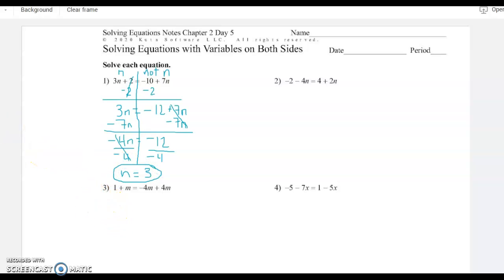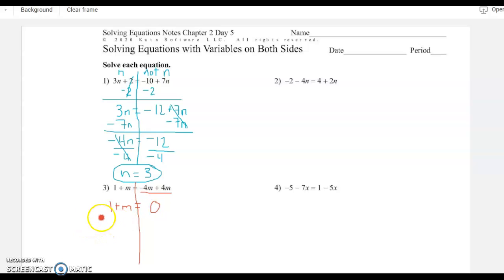All right, let's go down here and look at number 3. So again, I can see what's happening. Here we go, equal sign divided in half. I've got m's on the left and m's on the right, so this is going to be variables on both sides. Something a little different on this one. I look on the left. Is there anything I can do to simplify 1 plus m? Nope. On the right, however, I have like terms that I could go ahead and put together. So I have 1 plus m equals negative 4m plus 4m is actually 0.